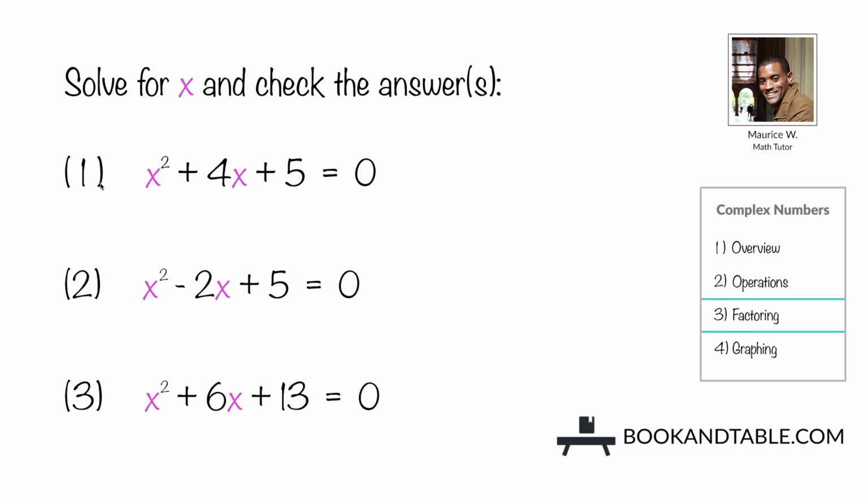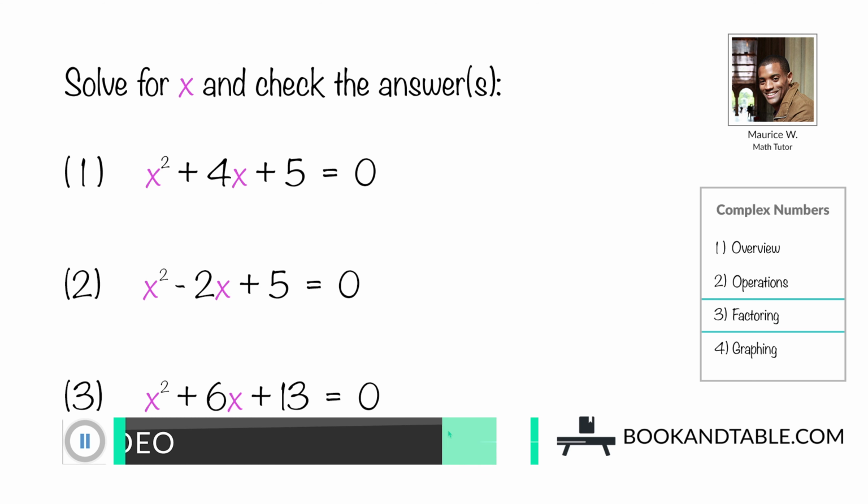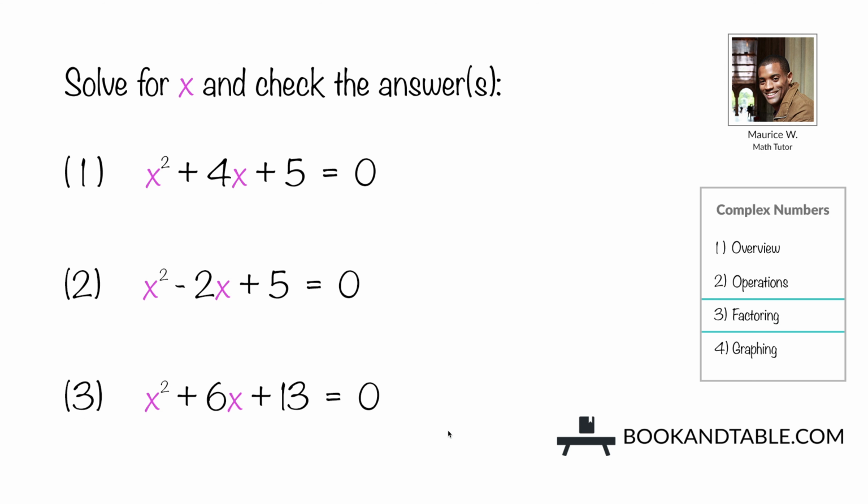Question number 1. x squared plus 4x plus 5 is equal to 0. Question number 2. x squared minus 2x plus 5 is equal to 0. And question number 3. x squared plus 6x plus 13 is equal to 0. Pause the video, answer these questions, and then press play when you are ready to begin.